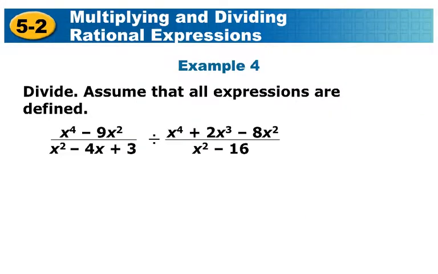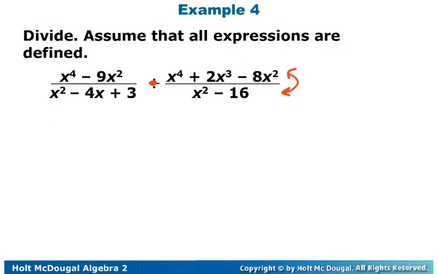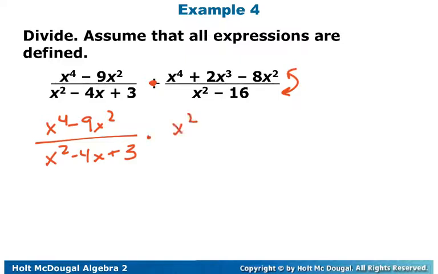Alright, so then we move on to division, but now it's with the factors. So we're going to take the time to keep, switch, flip, or keep, change, whatever it is, and then we can go ahead and start talking about factoring. So we really have x to the 4th minus 9x squared over x squared minus 4x plus 3 times the flip. So x squared minus 16 on top, x to the 4th plus 2x to the 3rd minus 8x squared on bottom.